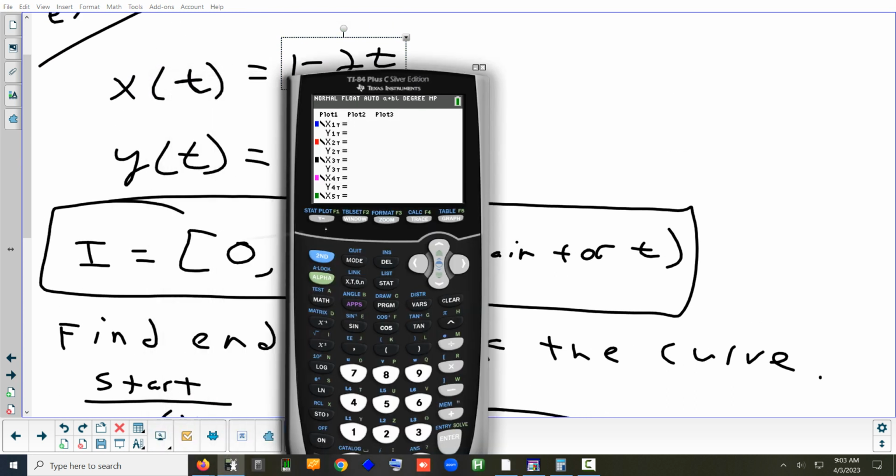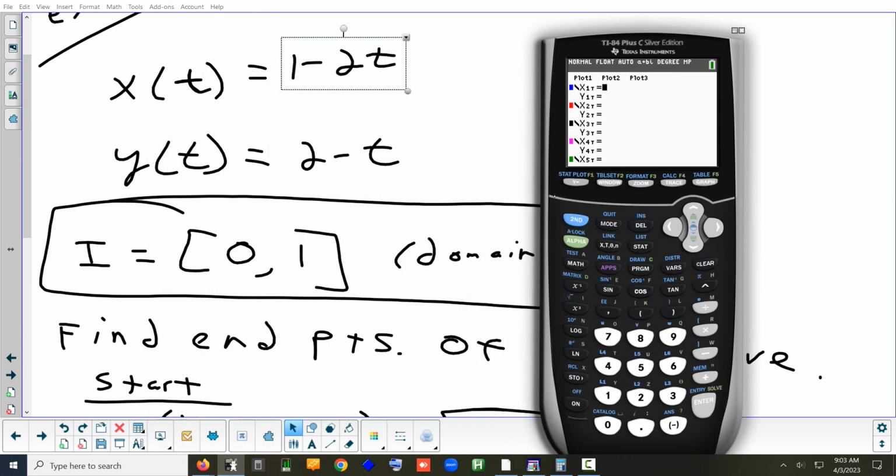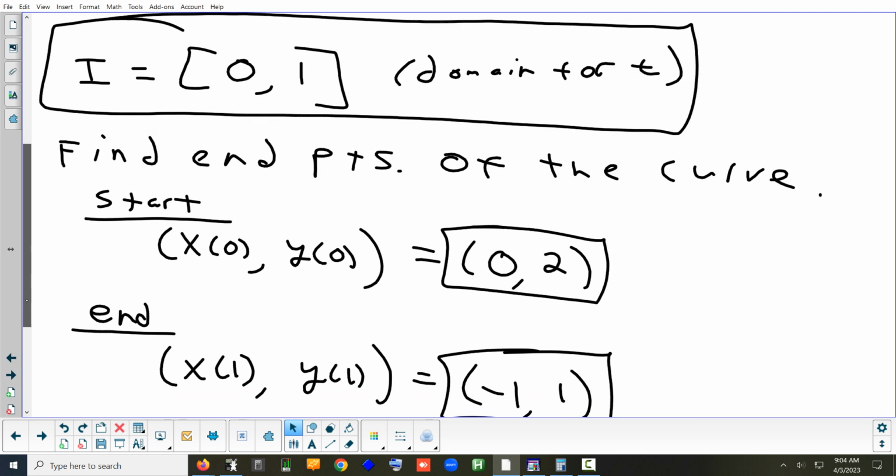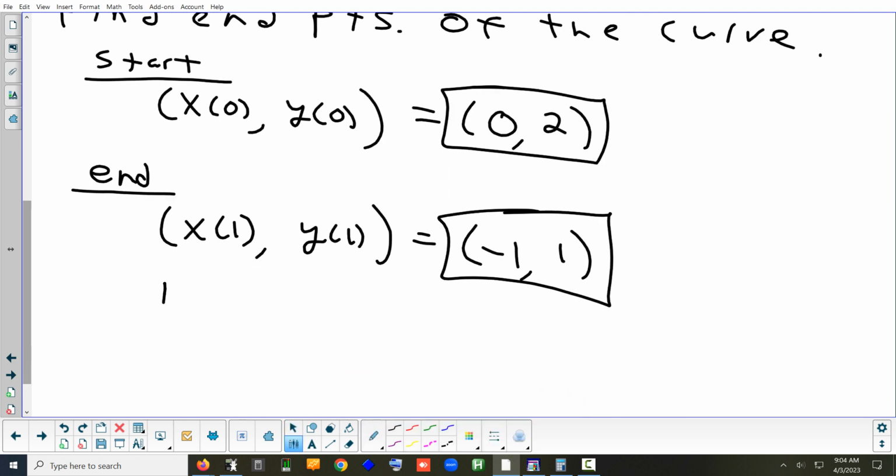All right, so now type in both equations. 1 minus 2, and remember now when you press the button that has the x on it, it's going to give you a t instead. And 2 minus t. Now, we know where it starts and stops. So it's going to start at 0, 2, and it's going to stop at negative 1, 1.